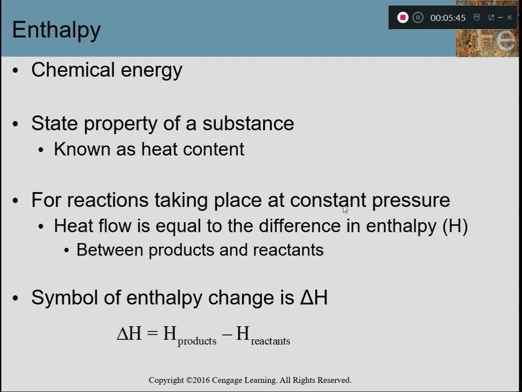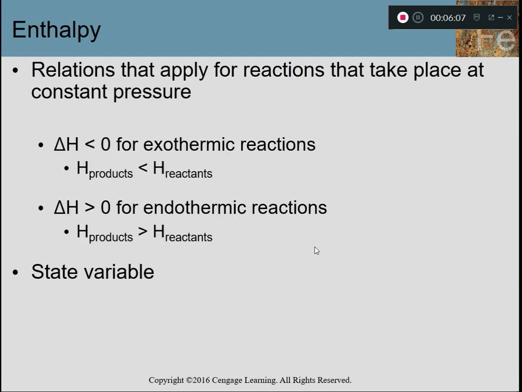Remember when we did delta T, it was final minus initial. It's the same thing here. What's final in a chemical reaction is the products. What's initial is the reactants. So if we are going to look at how much heat is lost or gained in a chemical reaction, we're going to be looking at the amount of enthalpy that is changed, not enthalpy per se, enthalpy that is changed.